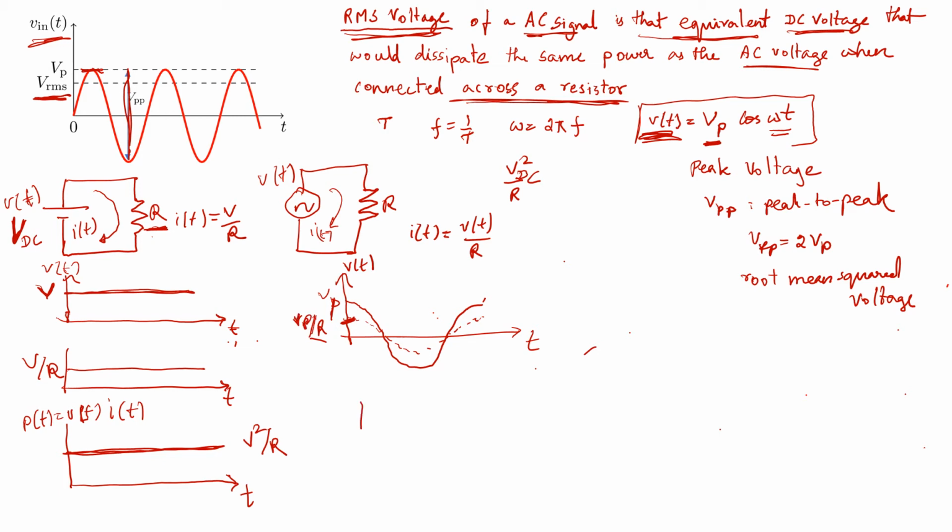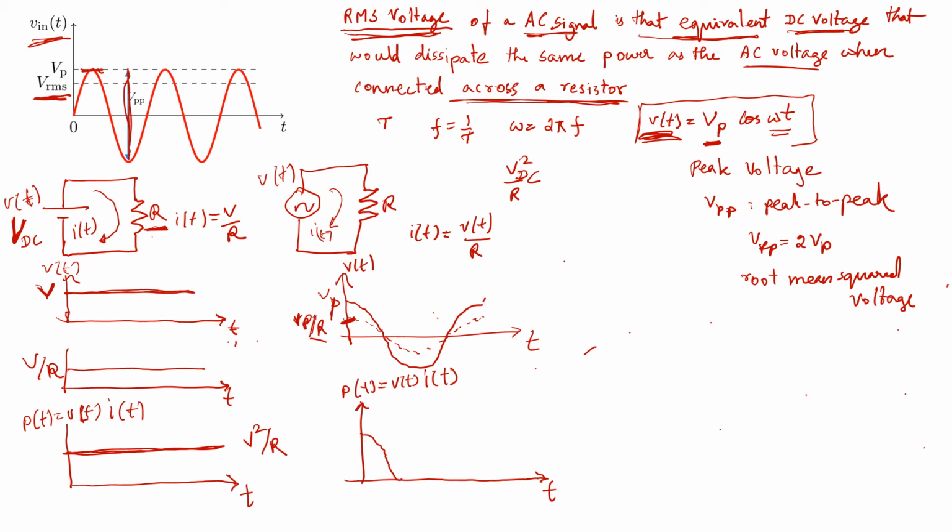Now if I were to find the power dissipated by this resistor, this is going to be I of t times V of t. The instantaneous power is simply V of t times I of t. Voltage times current is the power. And whenever both voltage and current are positive, I get a positive value. It goes to 0 somewhere here.